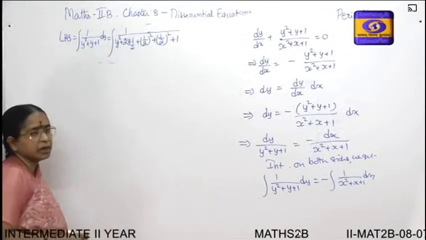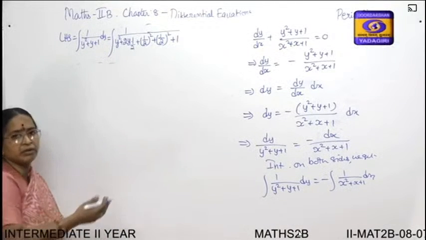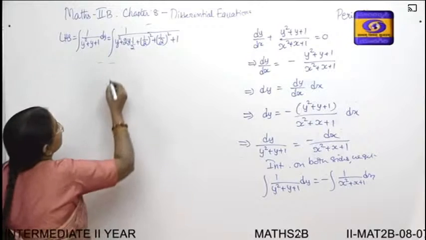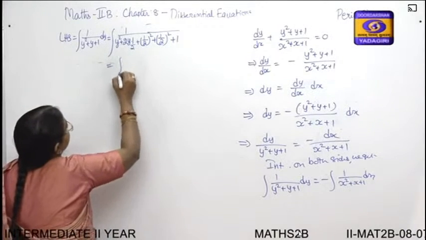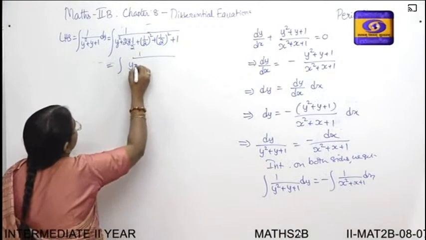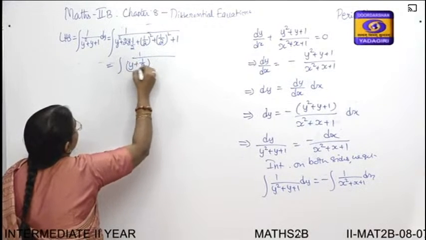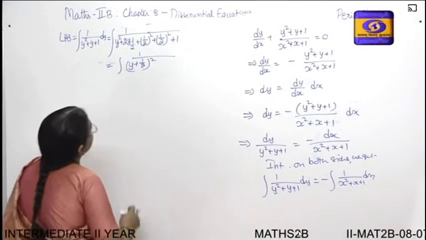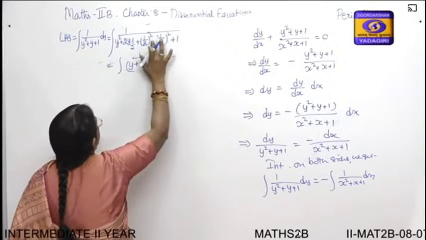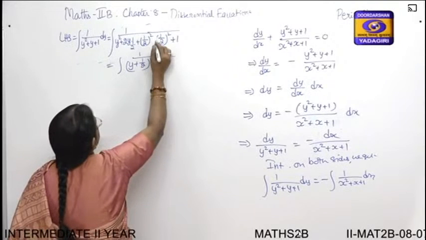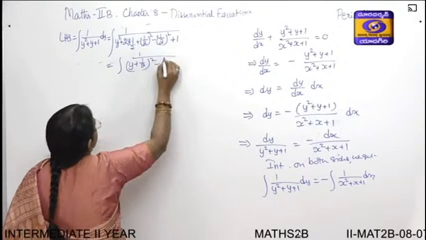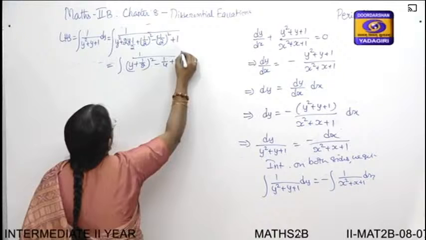So that we will write in the standard form. Then same way we can write the integral on the left side also, right side also. So it is 1 by y plus half whole square, plus half whole square, and this is minus half whole square. So minus 1 by 4 plus 1 dy.